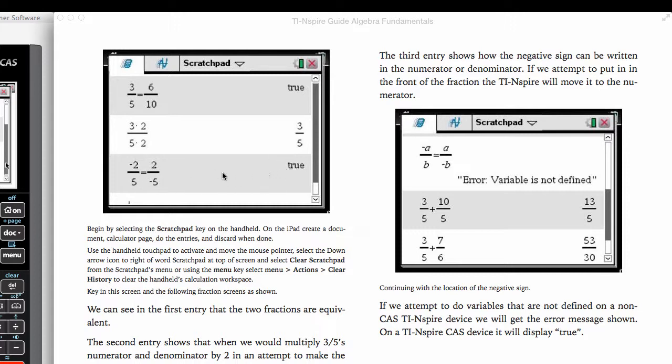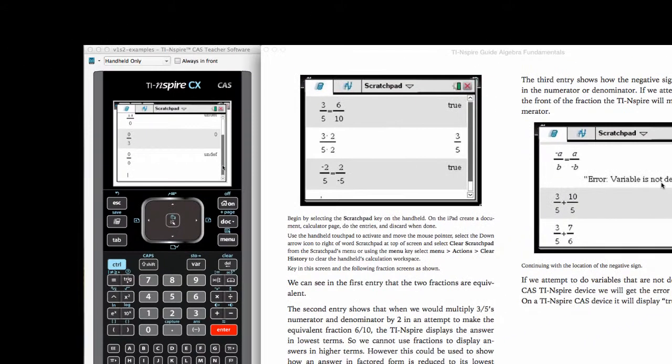And when we have negative 2 over 5 or 2 over negative 5, it will say that this is true. If we attempt to do a problem with variables and we're on the numeric, the non-CAS version of the calculator, we will get an error, variable is not defined.